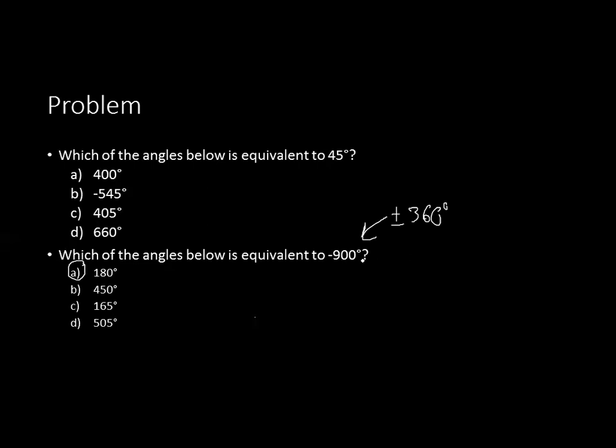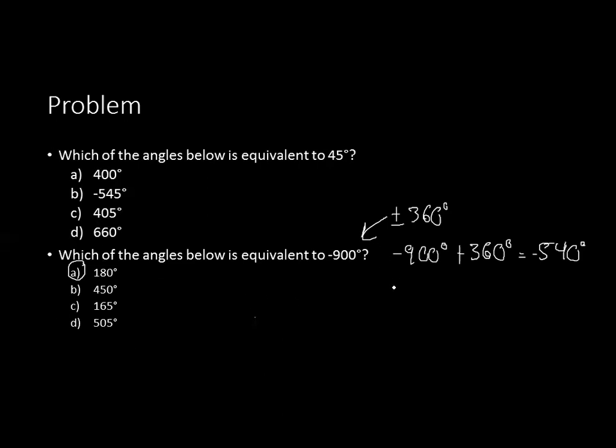So I add 360 degrees to negative 900 degrees. So negative 900 degrees plus 360 degrees. I'm going to use the calculator again. Negative 900 plus 360 will give you negative 540 degrees. And you see, it's not actually enough because there are no negative answers here. That's the first thing I noticed. And second, it's actually very far from these choices.